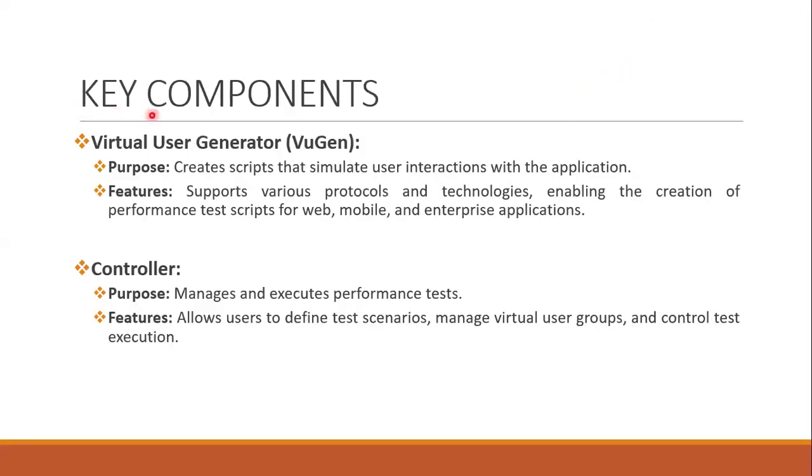Let us try to understand the key components of LoadRunner. The first component is Virtual User Generator, also known as VUGen. The main purpose of VUGen is to create scripts that simulate user interactions with the application. It supports various protocols and technologies, which enables us to create performance test scripts for different types of applications such as web, mobile, as well as enterprise applications.